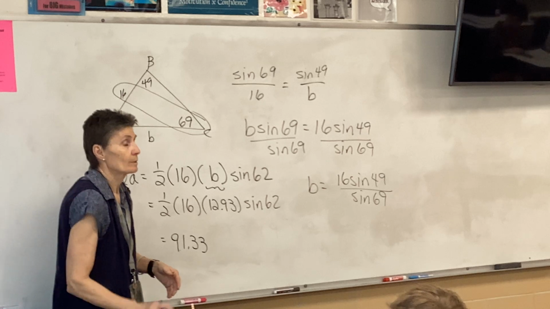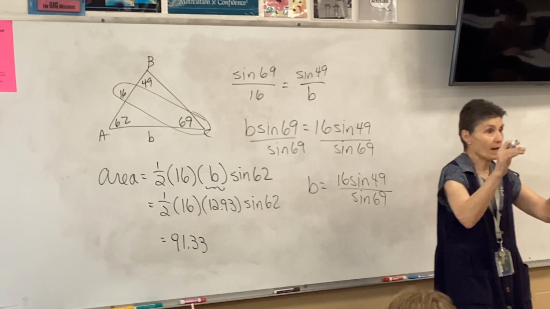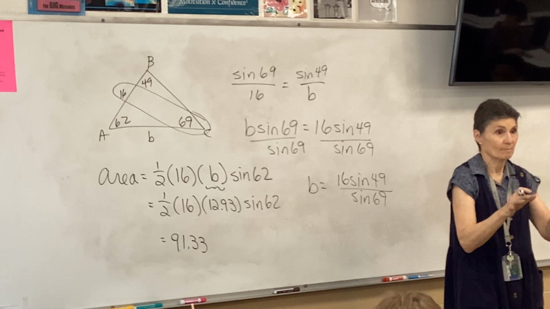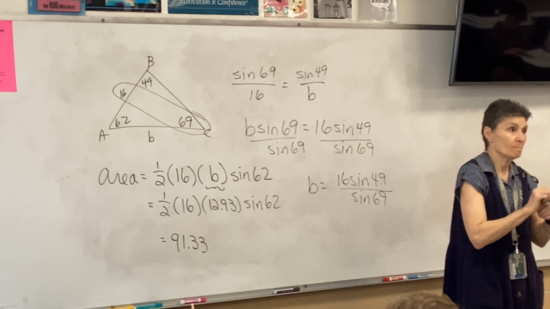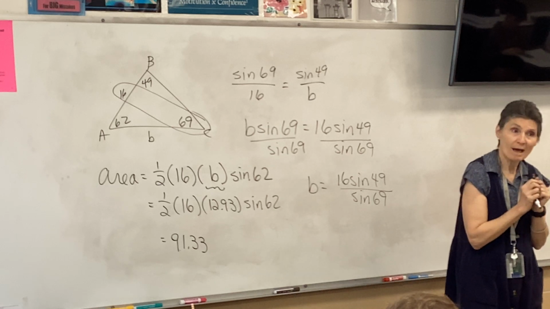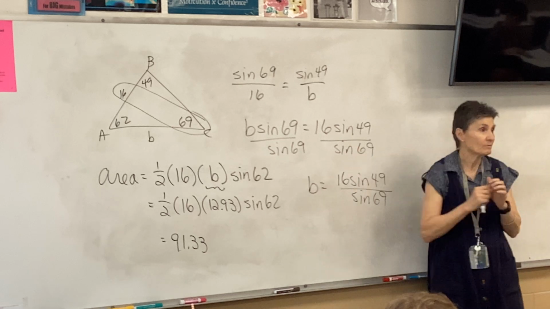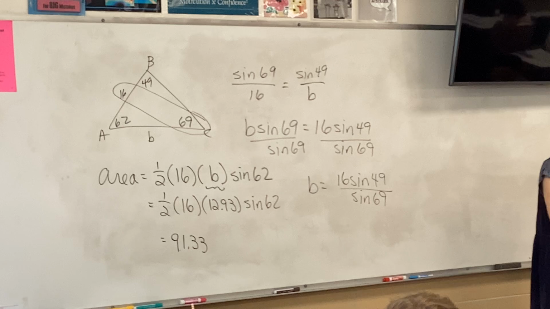So, best case scenario is two sides and the angle in between, or all three sides. Both of those are really easy problems. If you don't have that, then you're going to have to do your law of sines to get what you need so that you can find the area. Okay?